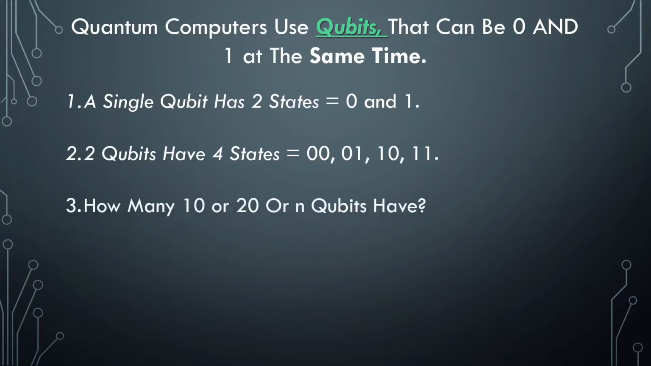But maybe you are working on 10 or 20 or n qubits. How can you know how many states it has? Well, you'll say 2 to the power of n, where n represents the number of qubits. So if I'm working with 3 qubits, 2 to the power of 3 will give me 8. So 3 qubits will have 8 states.